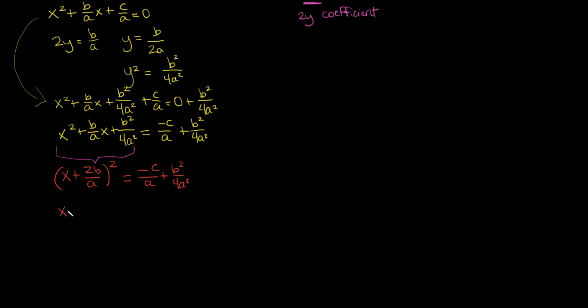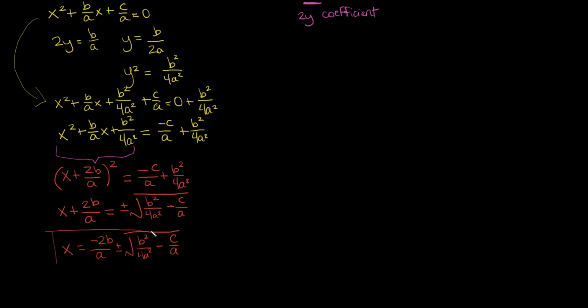So we take the square root, we find that x plus 2b divided by a equals the plus or minus square root. I'm just going to rearrange the terms here, so we have a plus minus, so b squared over 4a squared minus c over a. And here you could just say x equals negative 2b over a plus or minus the square root of b squared divided by 4a squared minus c over a, and you could call it a day, and you would be correct. This is a quadratic equation.